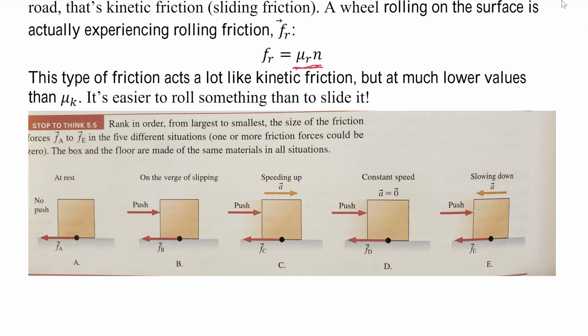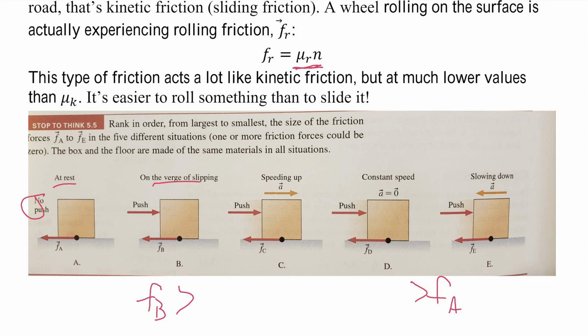So we're saying F sub B is the biggest one because it is on the verge of slipping, which means it's not moving, so it has a static friction force, and it is the only one that is not moving aside from the one that's at rest. But because that one is at rest, there is no friction force to talk about because there's no push at all. If we have no push, we have no force, and there's no force to resist it, so there's no friction at all. So way over here, I'm going to put F sub A.